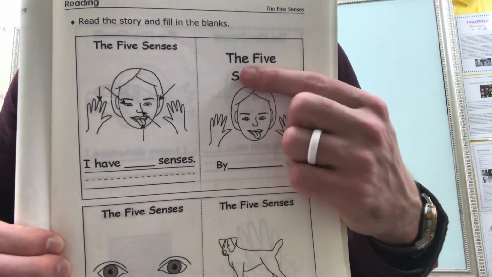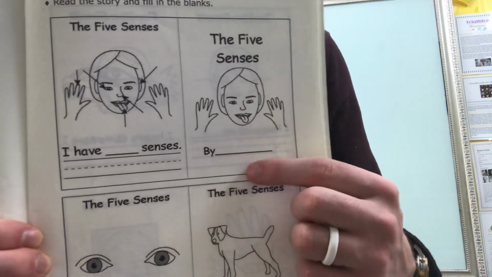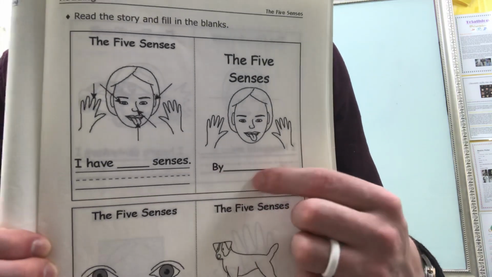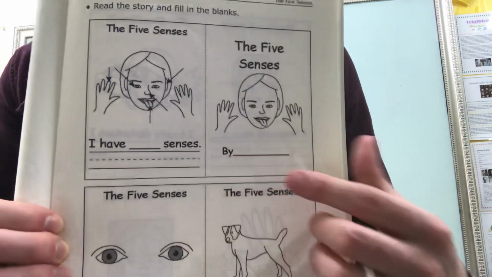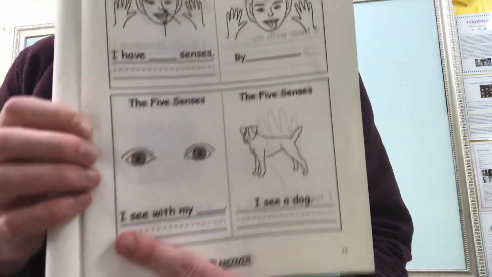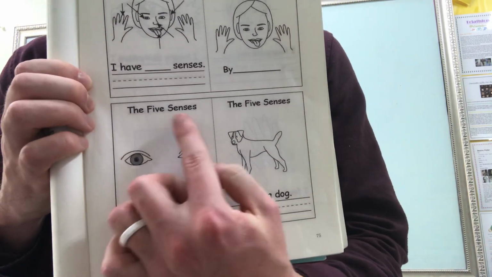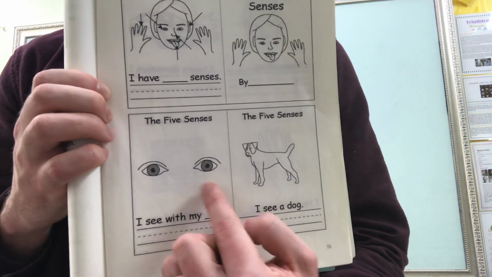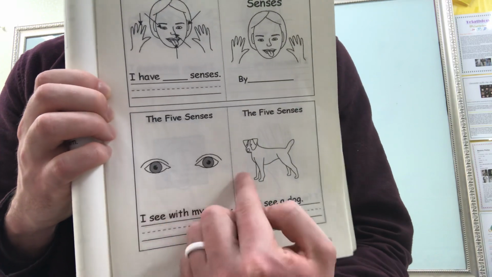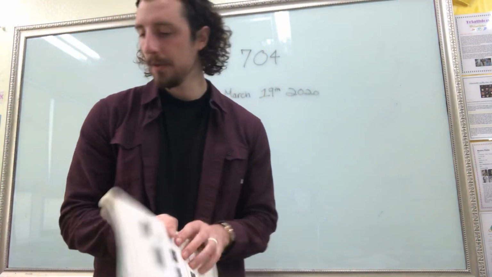The next one, the 5 senses by, write your name on this line. Write your name right here, okay? Pause if you have to. Let's move on. The 5 senses. I see with my, what are those? Those are eyes, right? Okay, so I'll write these down for you.